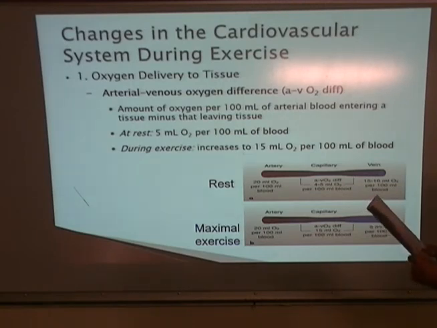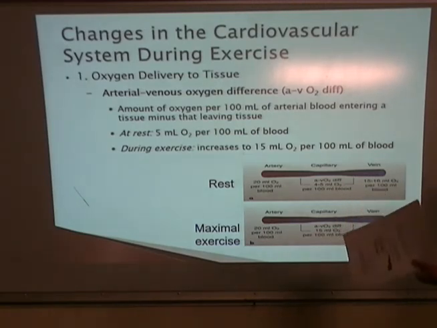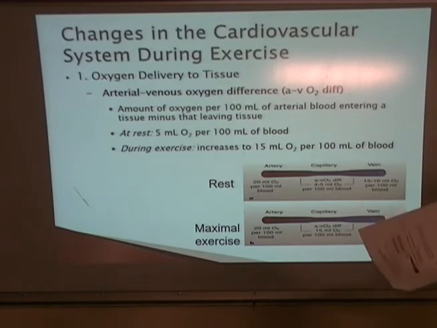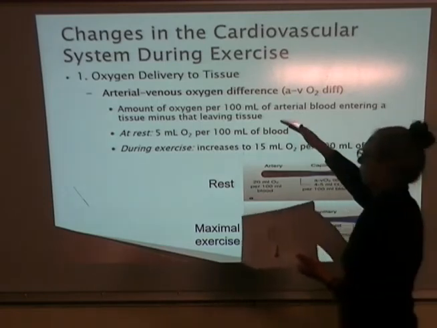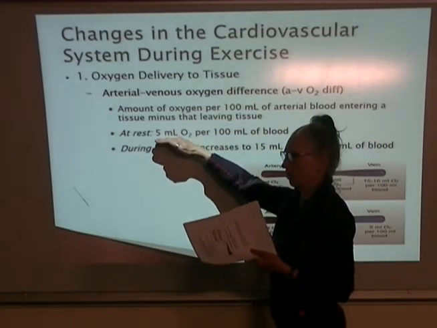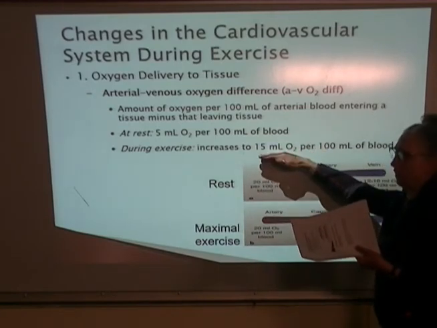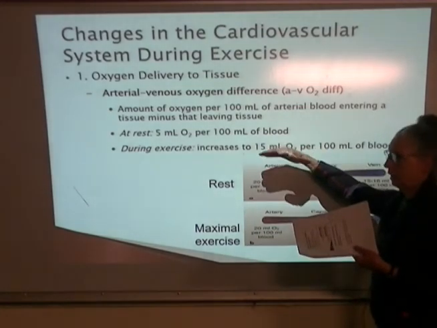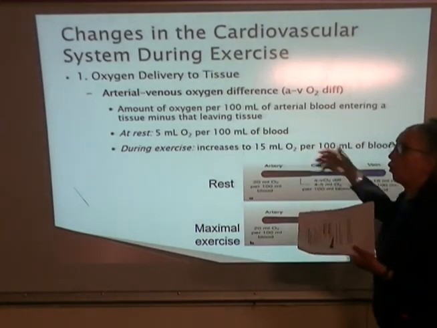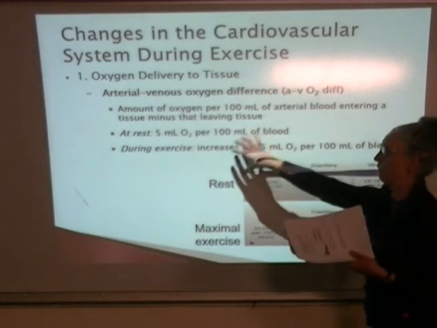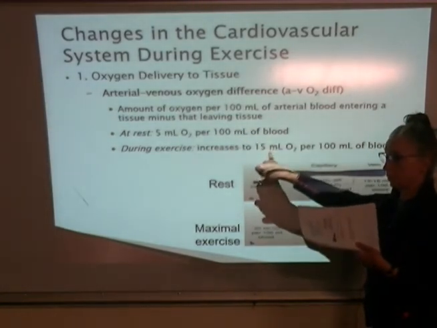During exercise, that AVO2 difference is about 15 mils. That means that we're taking out more oxygen. Does that make sense? My AVO2 difference at rest is 5, and my AVO2 difference during exercise can be 15. Then that means I'm removing more oxygen during exercise. The difference between the artery and the vein increases.